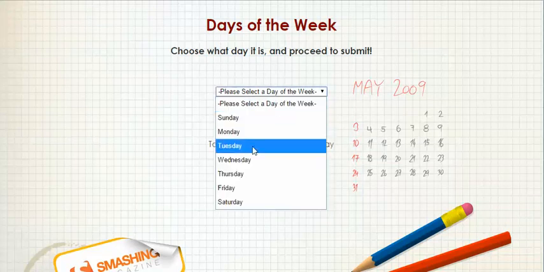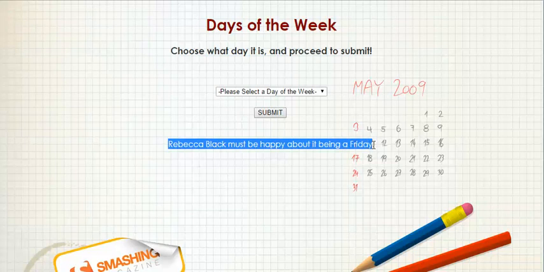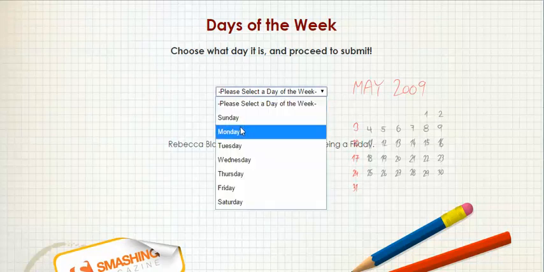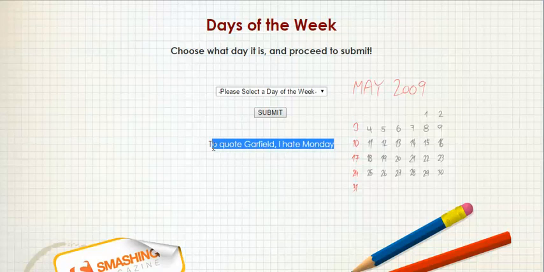Okay. If you pick Friday, Rebecca Black must be happy. Good. So what you could do at this point is, rather than outputting this statement, you could actually output a YouTube embedded video of Rebecca Black's Friday song, if you wish. Or any kind of images, if Monday has an image that you want to put in there, you could actually, rather than just outputting text, output an image based on that selection.